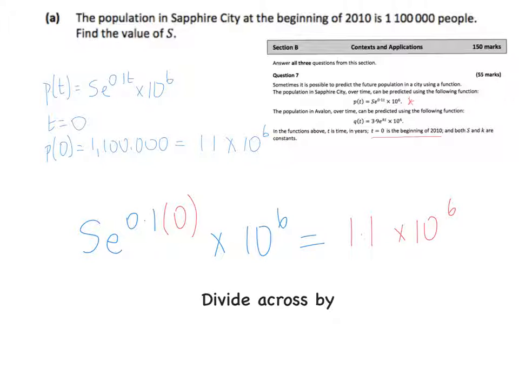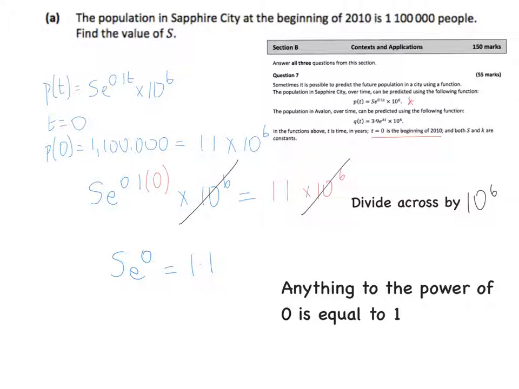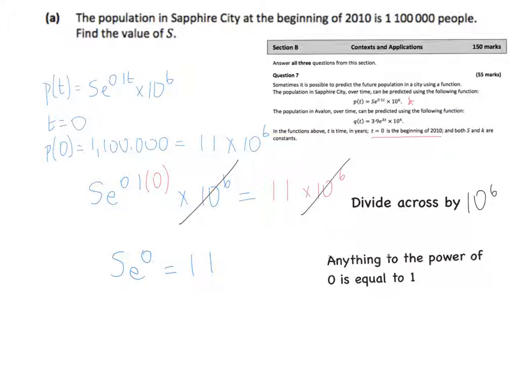So what can I do? I can simply divide across by 10 to the power of 6. And so dividing across by 10 to the power of 6, well, that's going to cancel that, and it's also going to cancel that. So now I'm left with, well, 0.1 multiplied by 0, that just simply gives me 0, is equal to 1.1. Going back to our indices, we know that anything to the power of 0 is equal to 1. So a very important rule for us to remember.